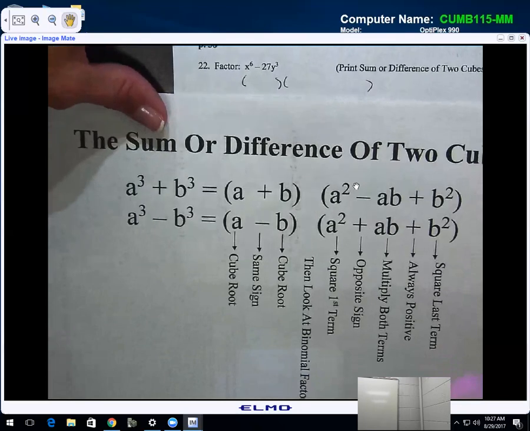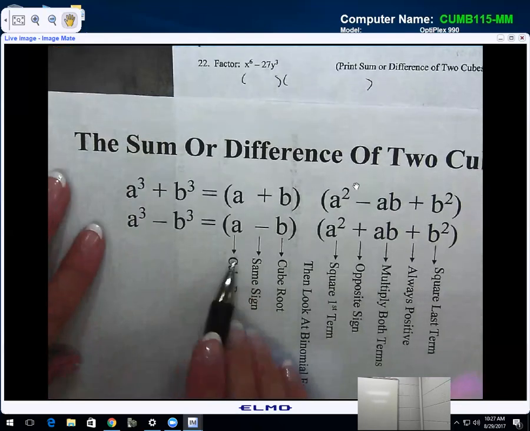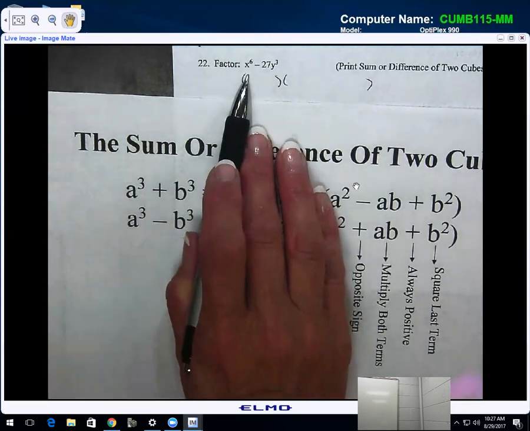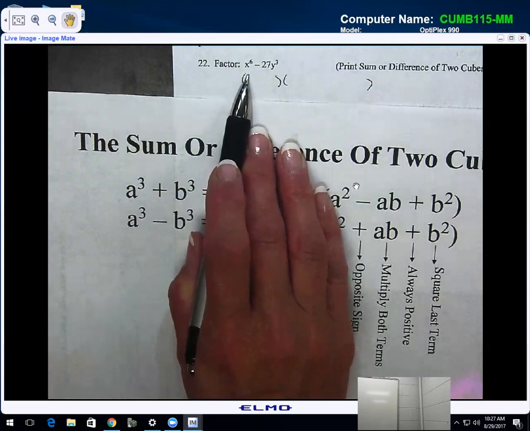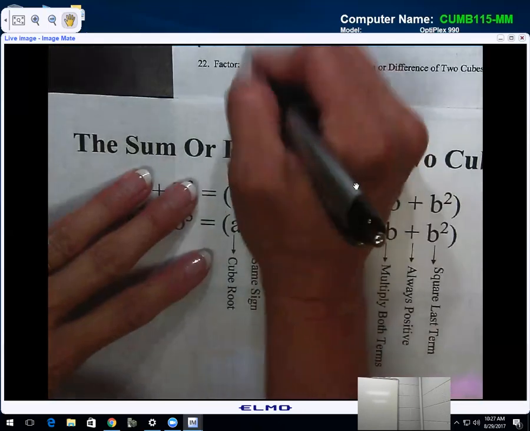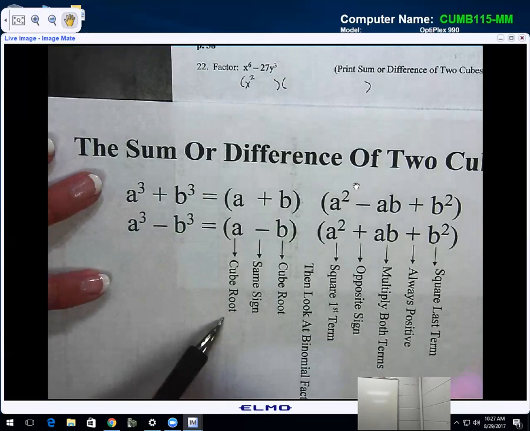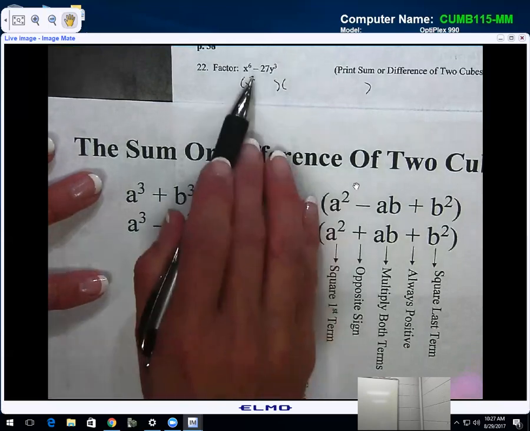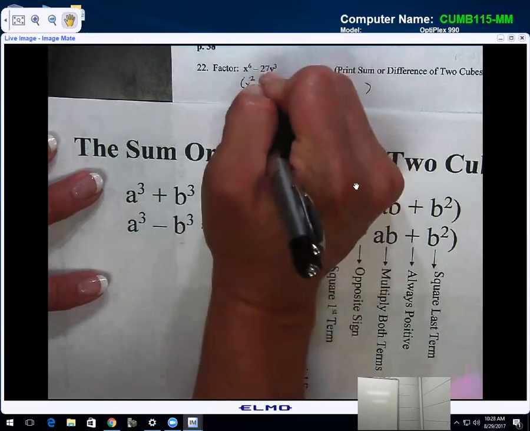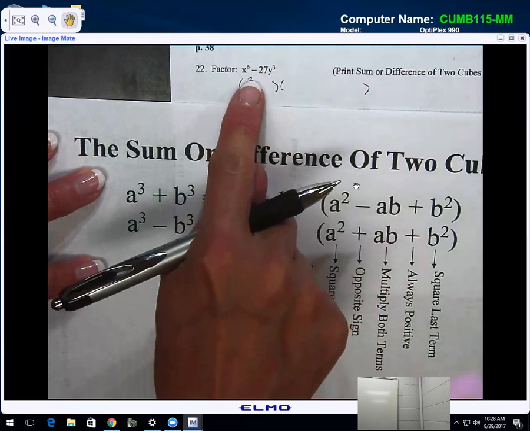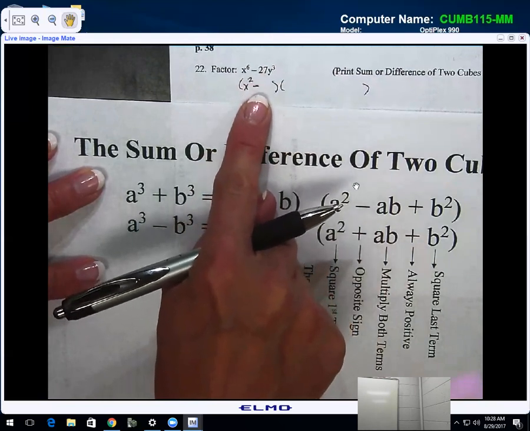And then I just start talking myself through this process. For the binomial, I take the cube root of the first term. What's the cube root of x to the 6? What could you multiply times itself 3 times that would give you x to the 6? X squared, because x squared times x squared times x squared would give me x to the 6. So I took the cube root of the first term, then I take the same sign. If this is a minus, then in my binomial I'm also going to have a minus. If the original problem had a plus, my binomial factor would also have a plus.